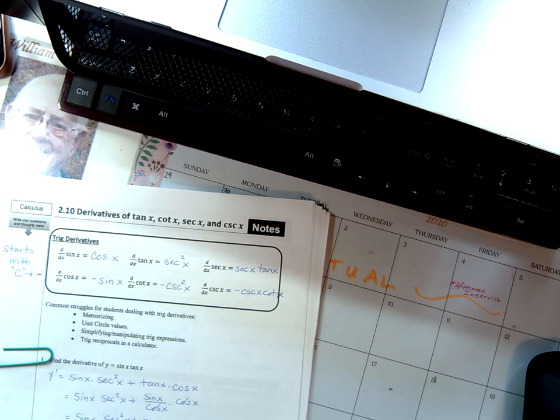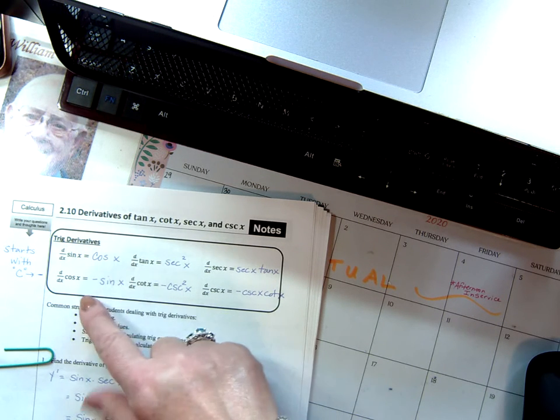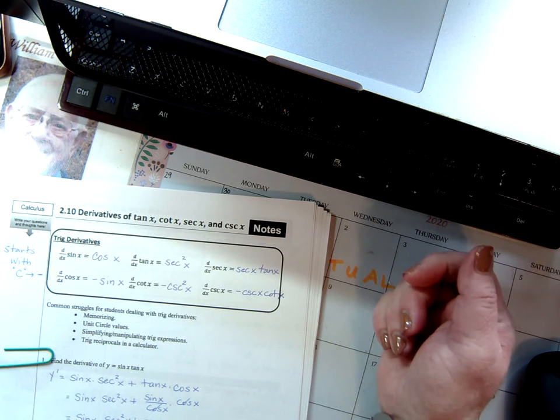All right. So section 210, last section of the unit. Woohoo! Derivatives of tangent, cotangent, secant, and cosecant. So far you learned sine and cosine. We did that back a couple sections ago, but they reminded you again. The derivative of sine is cosine. Derivative of cosine is negative sine. Here's the new ones for the day.